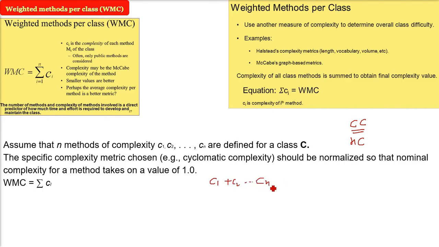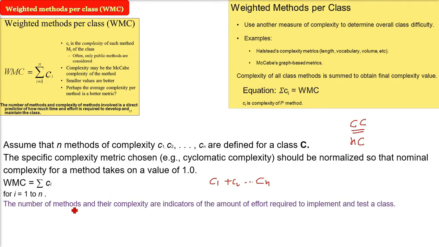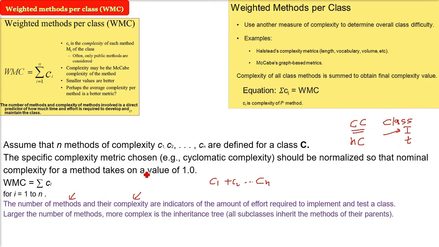So you just have to add these complexities. Just add the complexity. This is the weighted methods per class. So the number of methods and their complexity are the indicators of the amount of effort required to implement and test a class. So this is a clear indicator, WMC, of how much effort you are going to put in, and how much effort in testing also.